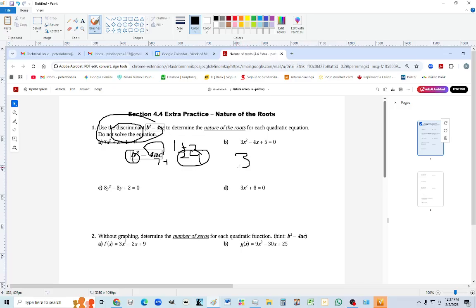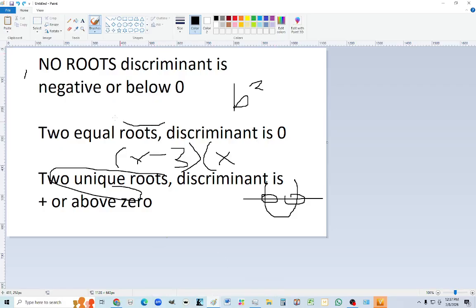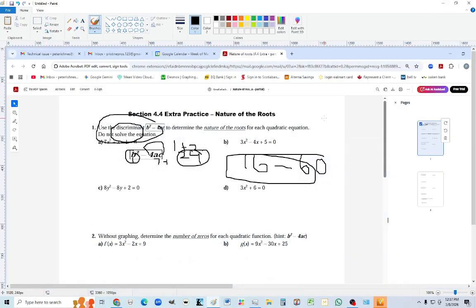Again, in this case, the A is 3, the B is minus 4, the C is 5. The B squared, minus 4 squared, is 16. The minus 4 times A, which is minus 12, times 5, which is minus 60, becomes 16 minus 60, clearly a negative number. This tells me there are no roots. The discriminant is negative, so the parabola is above or below the x-axis. Since it's a positive leading coefficient, it's above the x-axis. That's all they want to know in the nature of the roots.